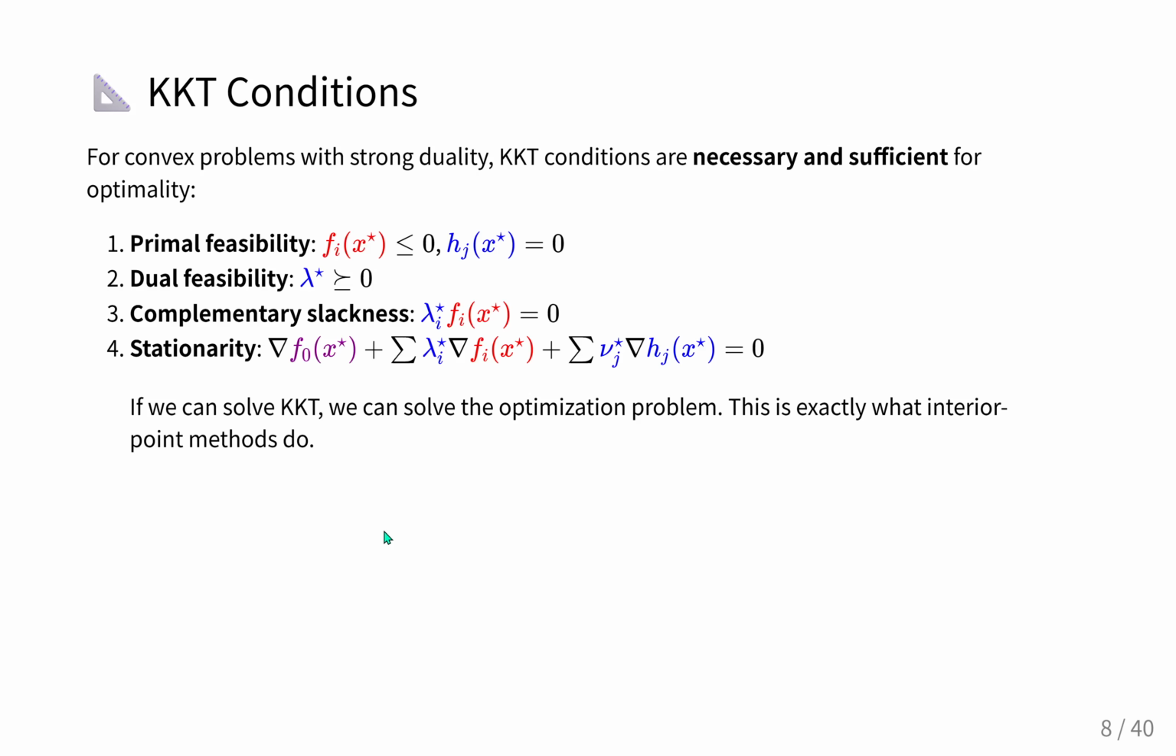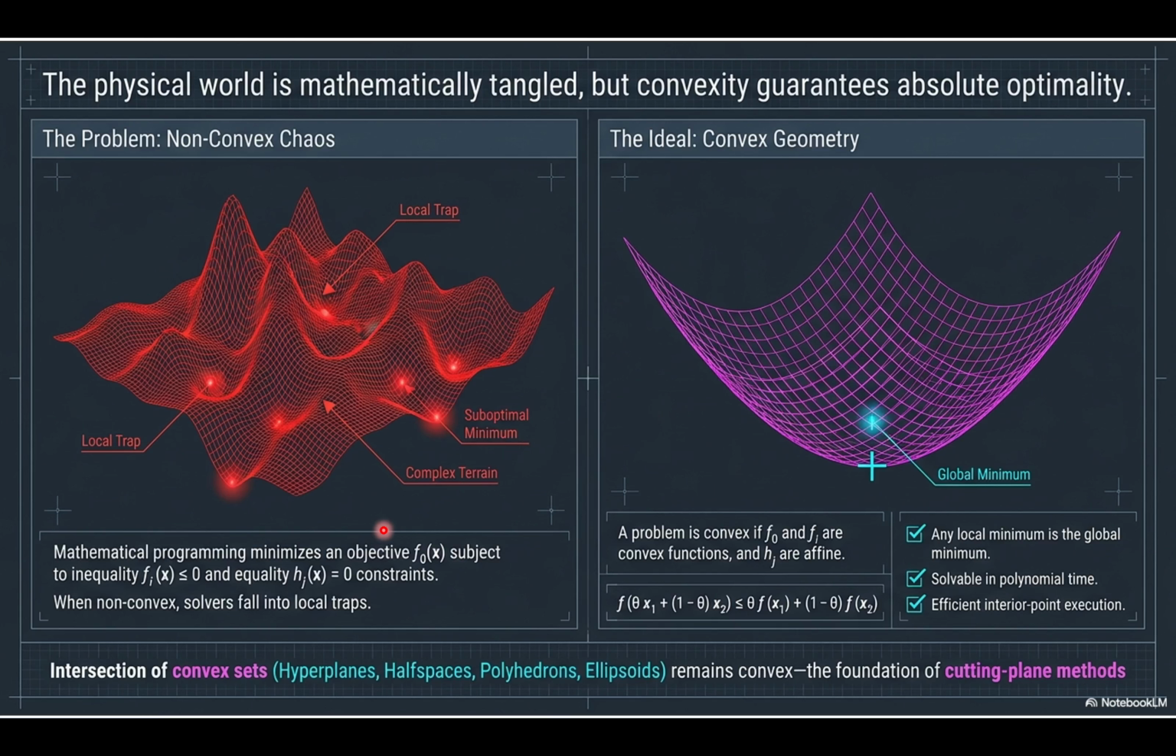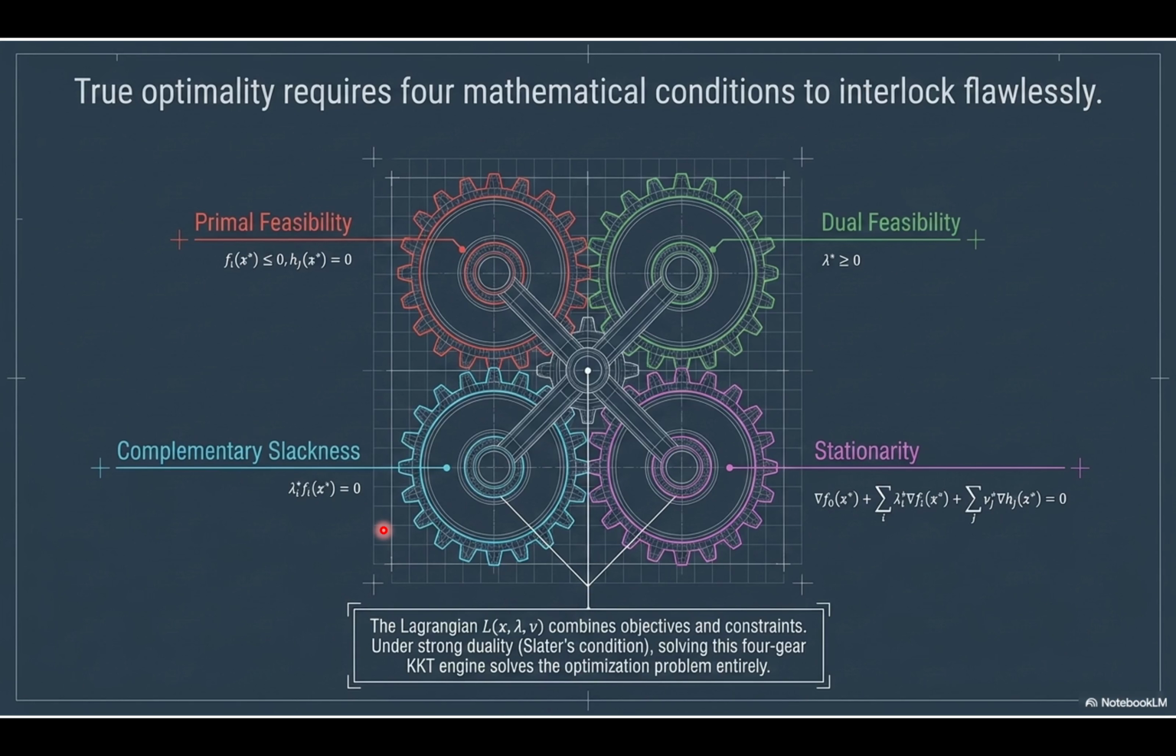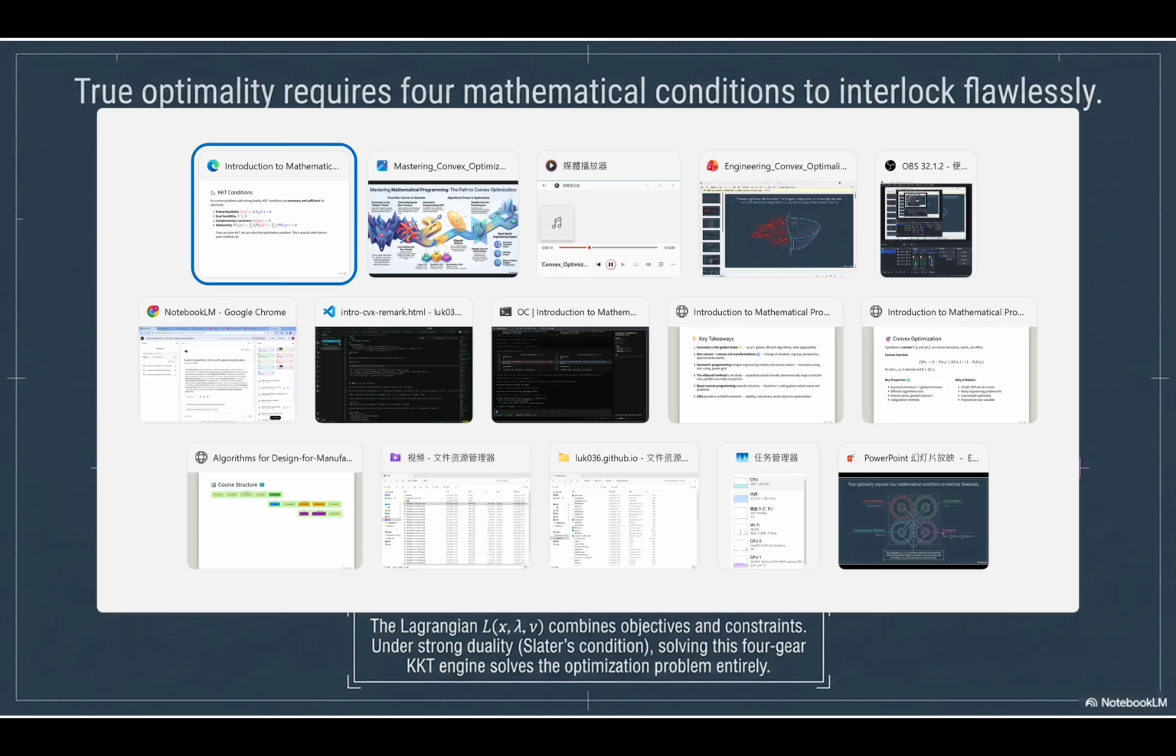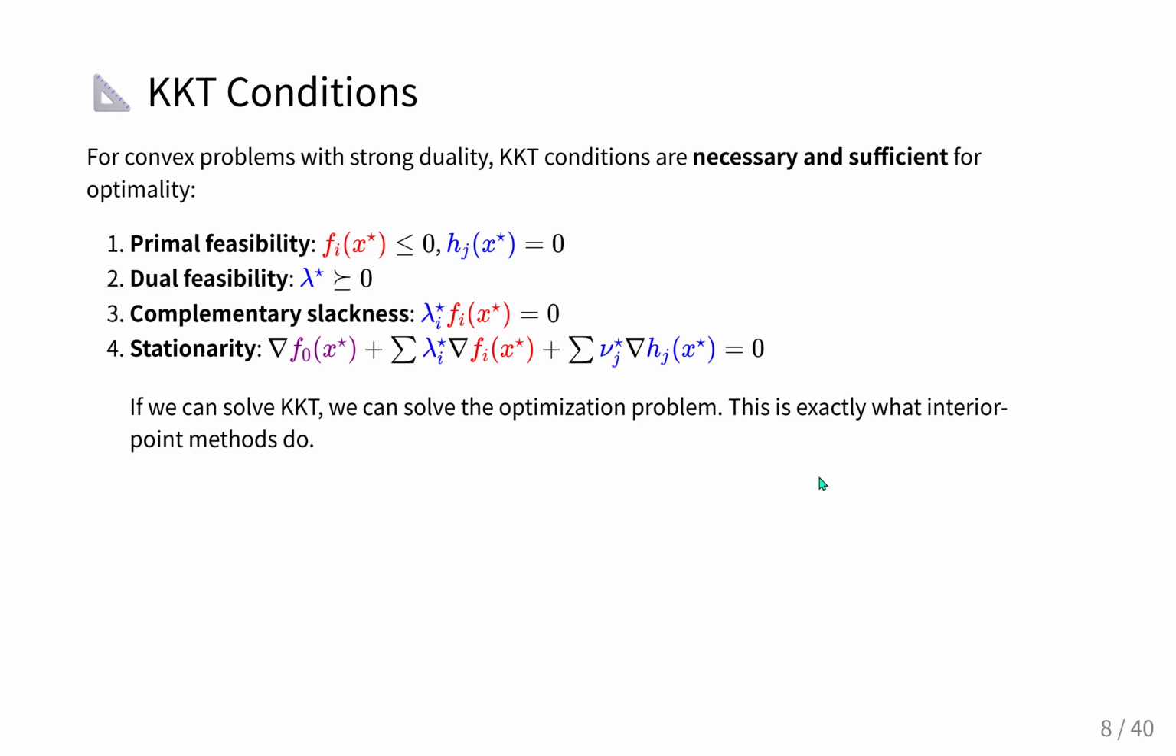So complementary slackness mathematically dictates that if a constraint isn't acting as a bottleneck, its associated penalty drops to absolute zero. Okay, so it's only penalized if it's hitting the wall. And the final condition is stationarity. Right. And stationarity proves that the forces are completely balanced. There is no direction you can mathematically move to improve your objective without instantly violating a constraint or incurring a massive penalty. Wow. Yeah, if a convex problem satisfies these KKT conditions, you have unequivocally found the global minimum.